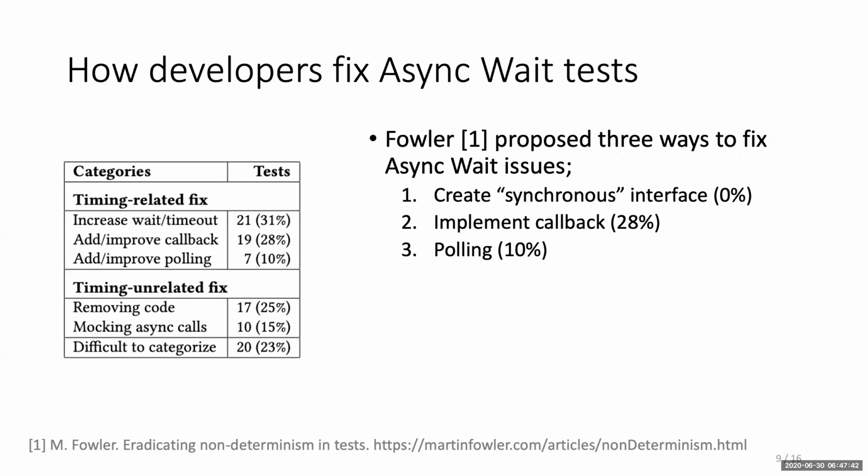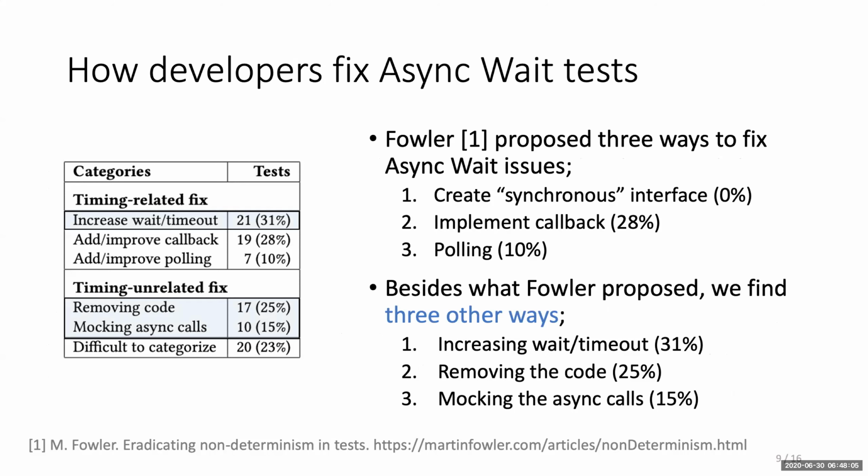In terms of how developers are fixing async wait related tests, there is a blog post by Martin Fowler that proposes 3 main ways that async wait issues should be fixed. He proposes that developers should create synchronous interfaces, implement callbacks, or implement polling. And we do see from Microsoft developers that some of these are used.